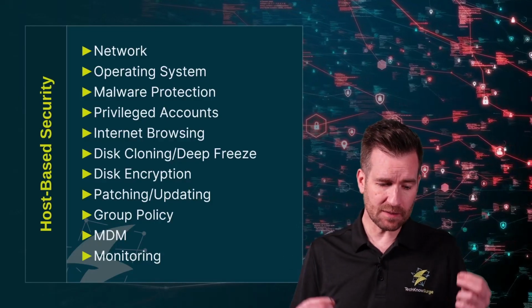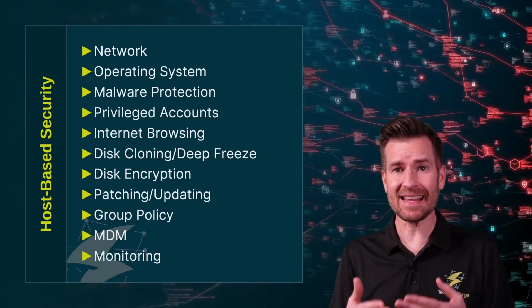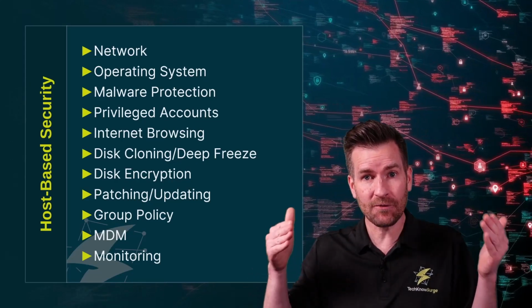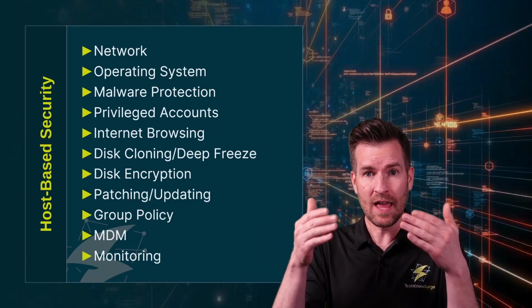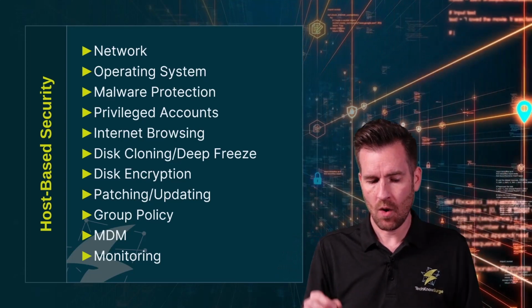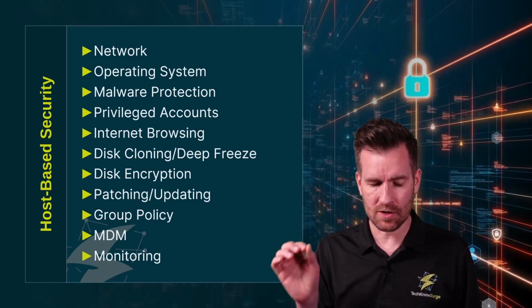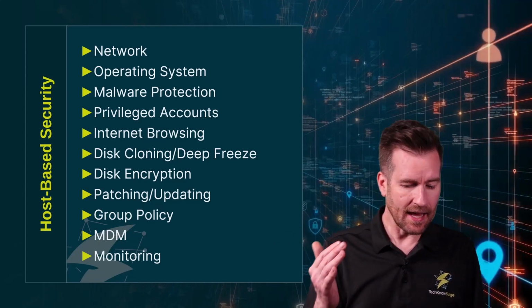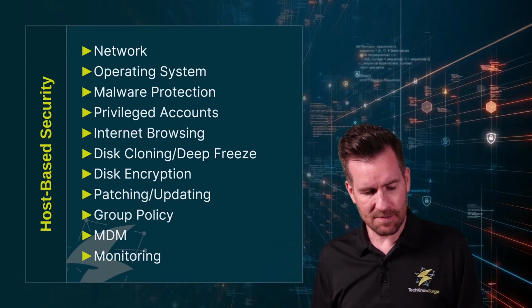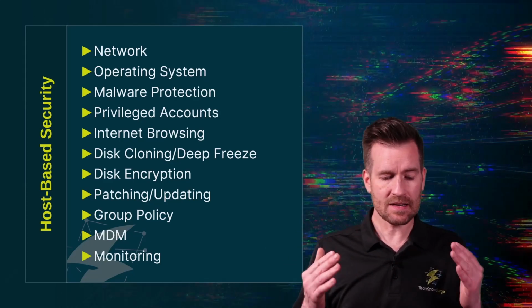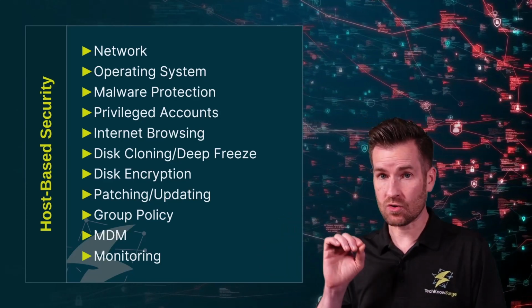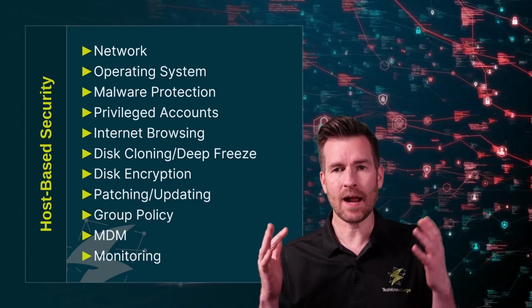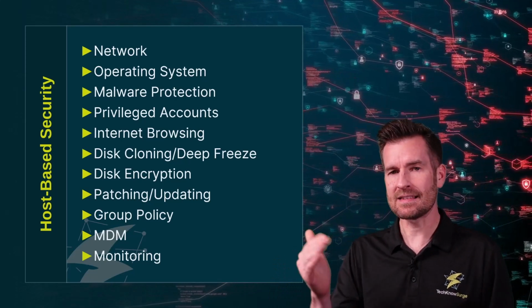When it comes to host-based security, there's a lot of things that we could implement to secure our hosts. We're going to start out by talking about the peripheral or the network and how to control the network aspects of our hosts. We're going to get into the operating system and what we should do on the operating system. We'll talk about malware protection, privileged accounts, internet browsing, disk cloning and deep freezing. We'll talk about disk encryption, patching and updating, how we can use group policy to implement things, talk about mobile device management, and wrap things up talking about monitoring these different aspects.